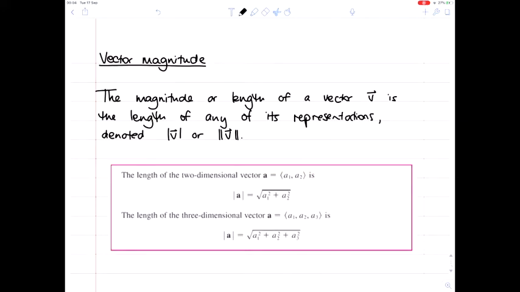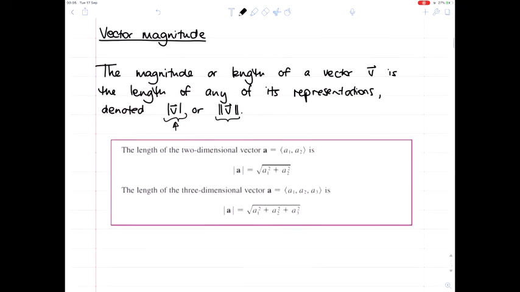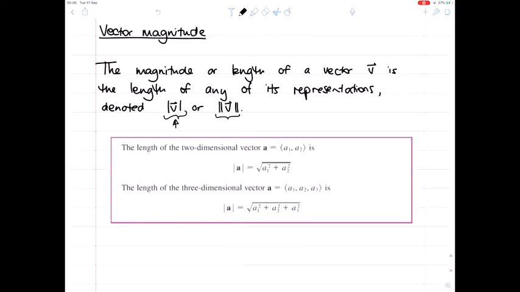So the magnitude or length of a vector is the length of any of its representations. It doesn't matter where we start it. And we'll usually denote it as follows. It looks like an absolute value, but here it's meaning find the size of vector v. And occasionally in some textbooks you'll see that they use double straight lines, but we'll mostly be using single straight lines. And the length of a two-dimensional vector should look vaguely familiar.